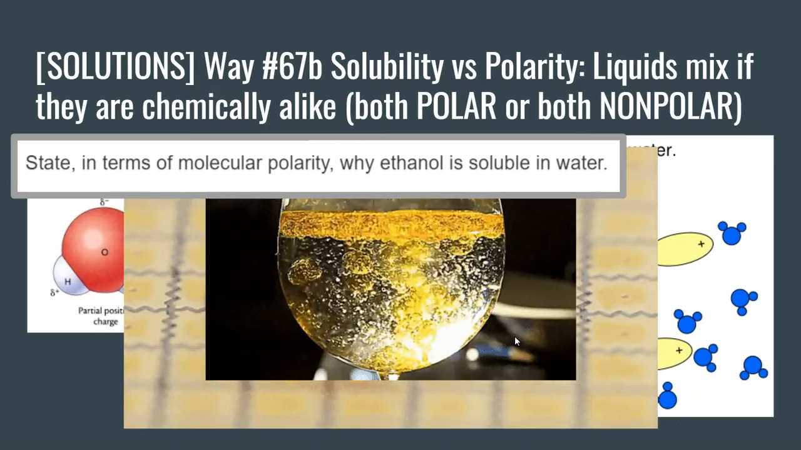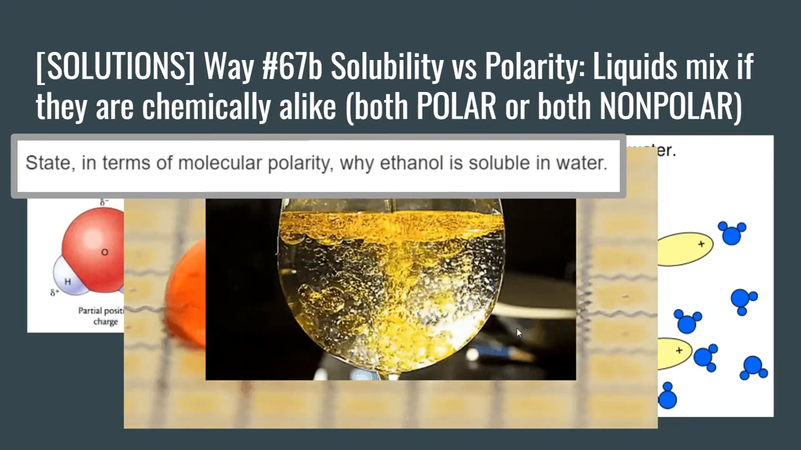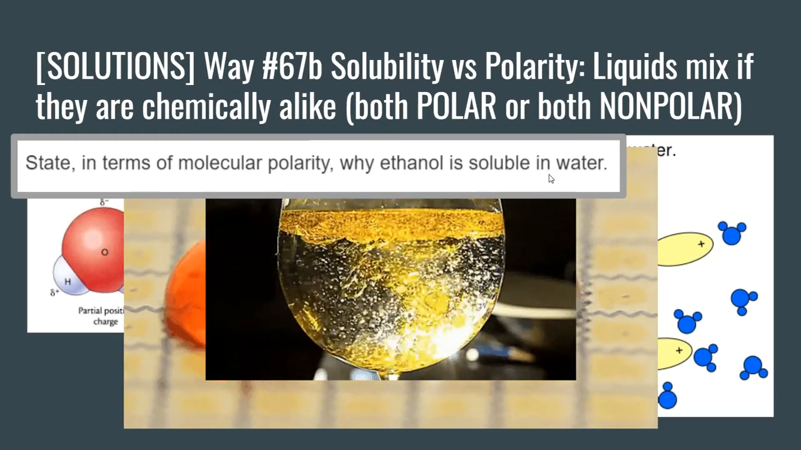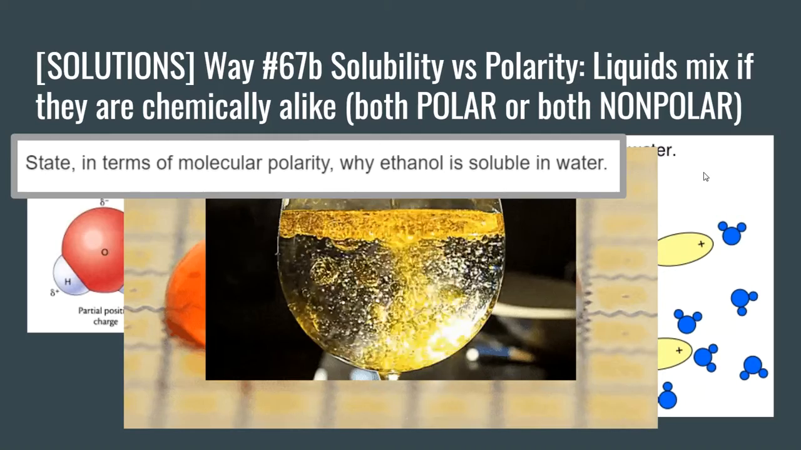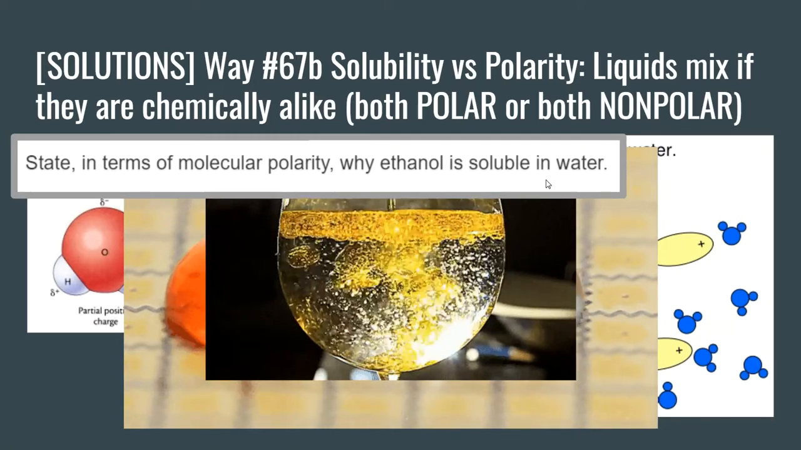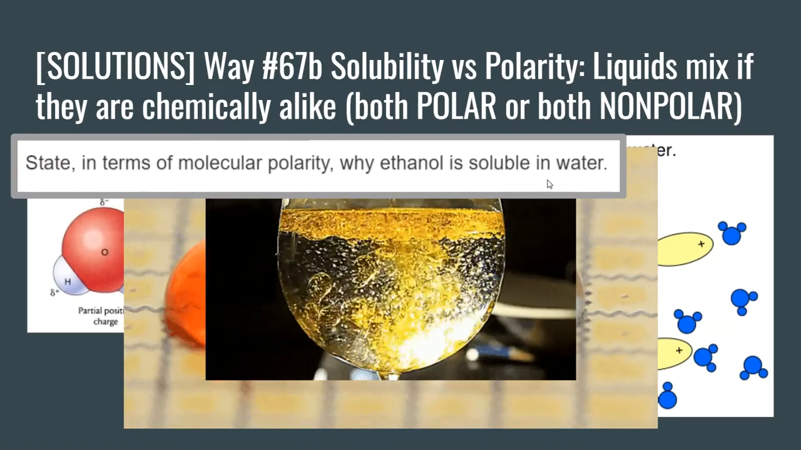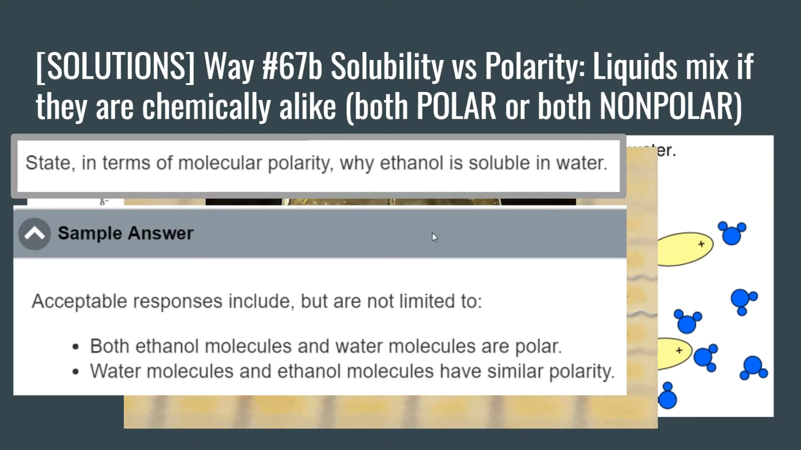State, in terms of molecular polarity, why ethanol is soluble in water. Remember, the word soluble just means able to dissolve in water. What gives ethanol its ability to dissolve in water is the fact that it's also polar, like water. So acceptable responses include both ethanol molecules and water molecules are both polar, or you could simply state that water molecules and ethanol molecules have similar polarity.